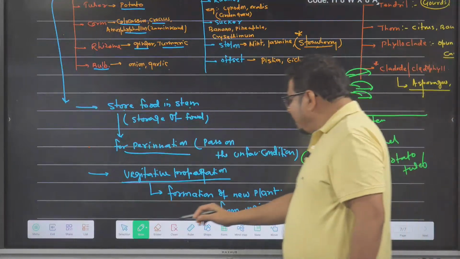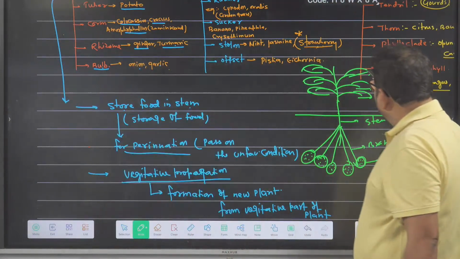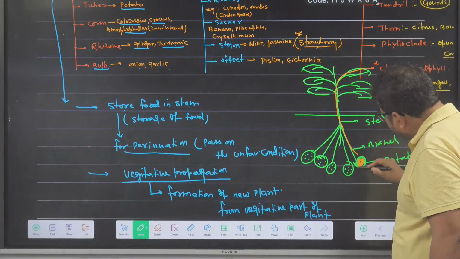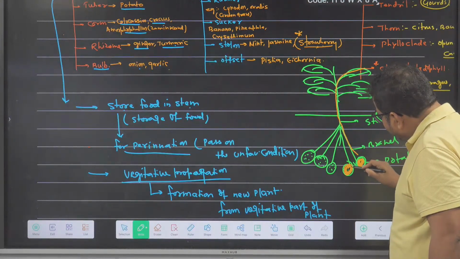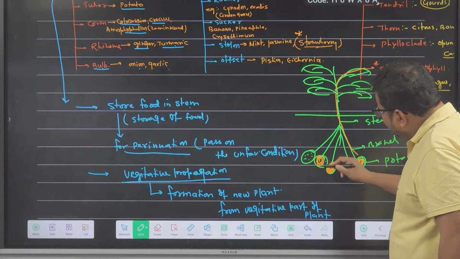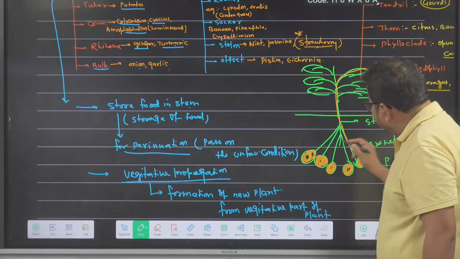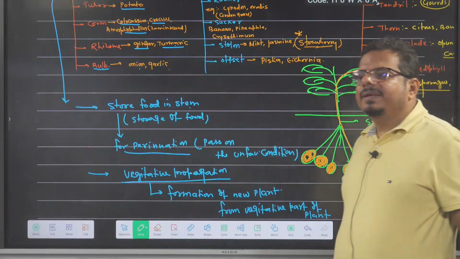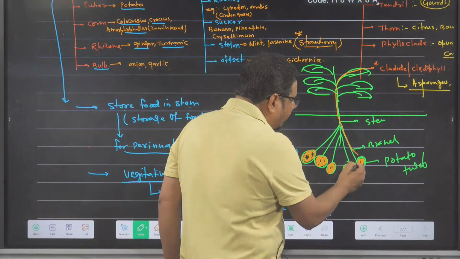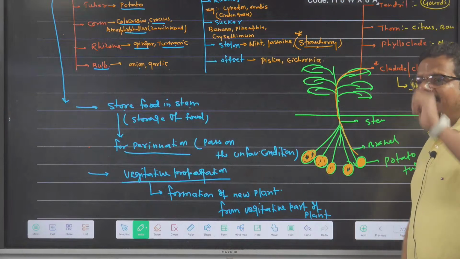Here photosynthesis is going on. Photosynthesis occurs on the leaf. Food is transported here and this food is stored here. The tip of the branch gets swollen and stores the food, and this is called the potato tuber. But this tuber is underground, storing the food. Now why are they storing the food?